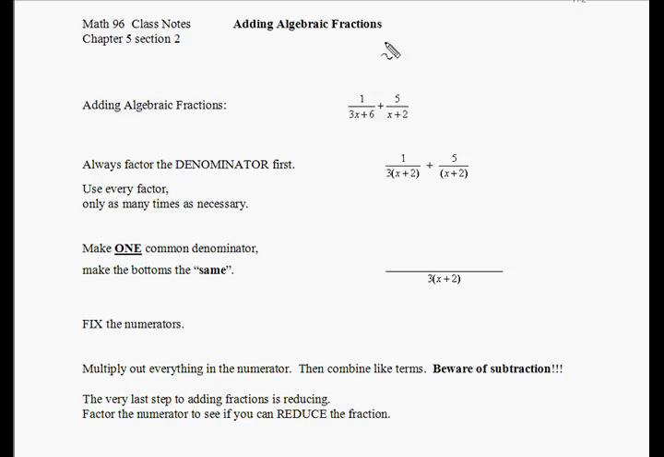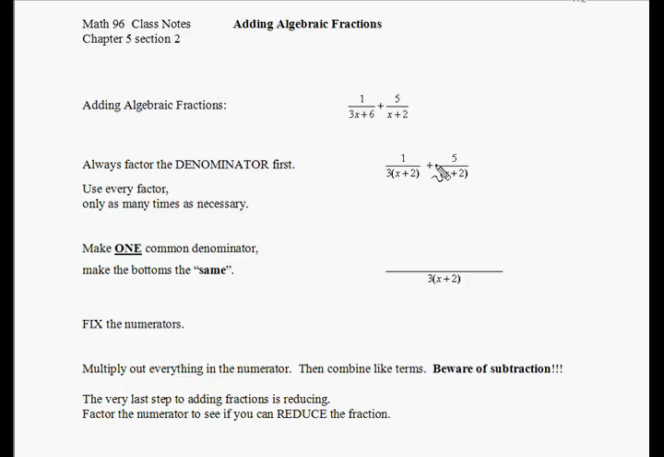Adding algebraic fractions, I have a very unique way of doing this. Again, I look at the denominator. Since I'm adding fractions, I want the denominators to be the same. I see there's plus signs, so I think immediately fractions with plus signs, I need parentheses, so I'm going to factor the denominators using parentheses.